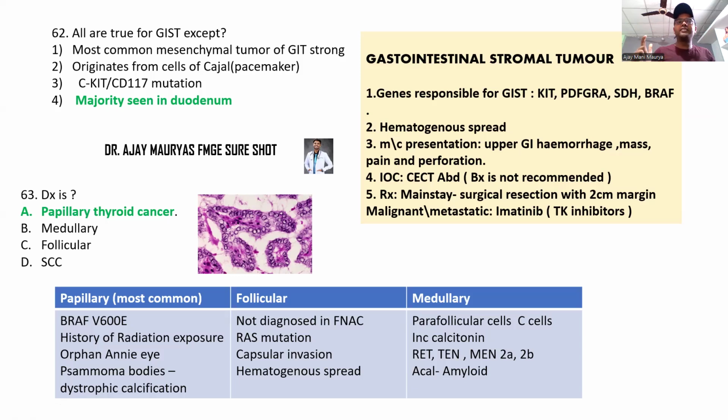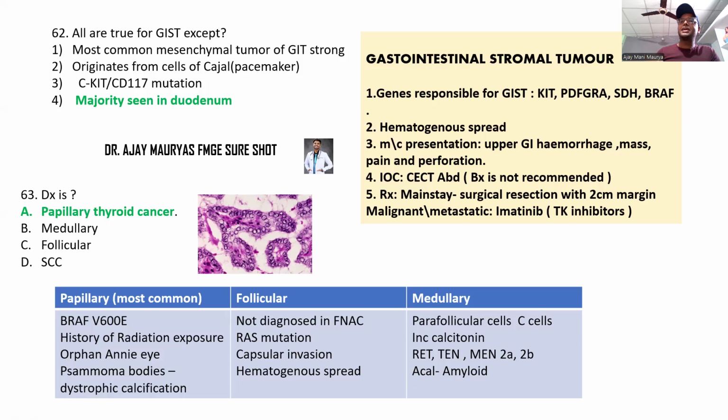See guys here, medullary is very unique, because medullary thyroid carcinoma is the only one arising from the parafollicular cells. All the others are from the follicular cells, but these arise from the parafollicular cells, or the C cells. What do the C cells do? They help in the increase of calcium through calcitonin.